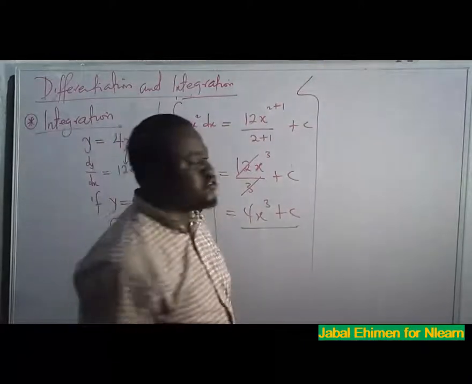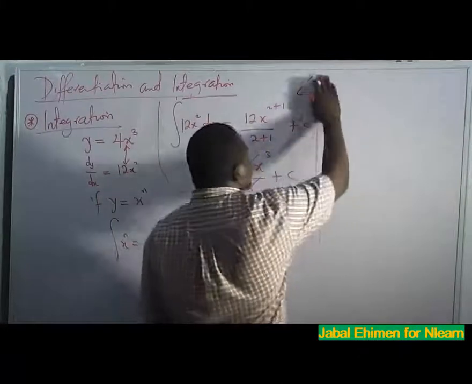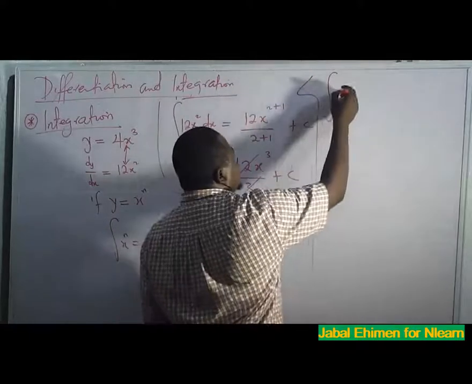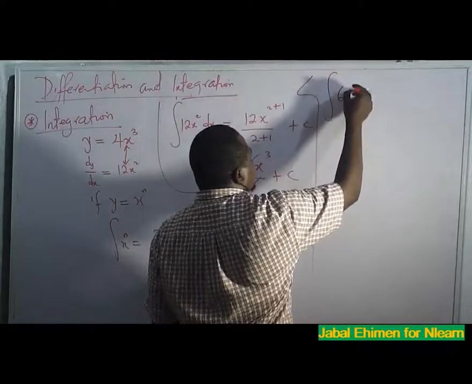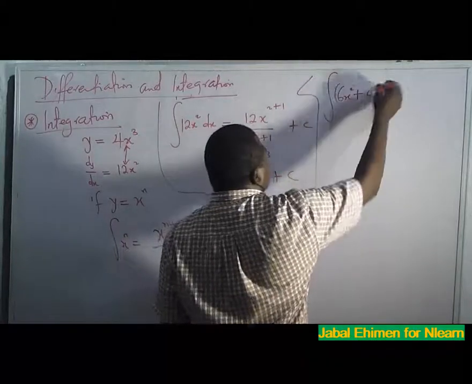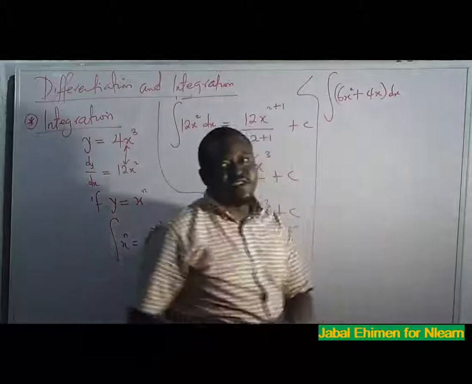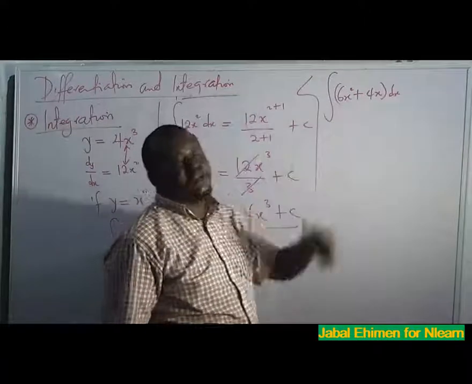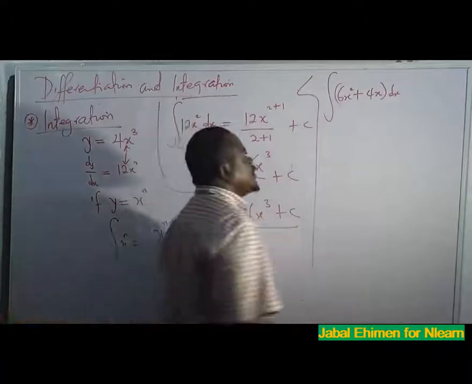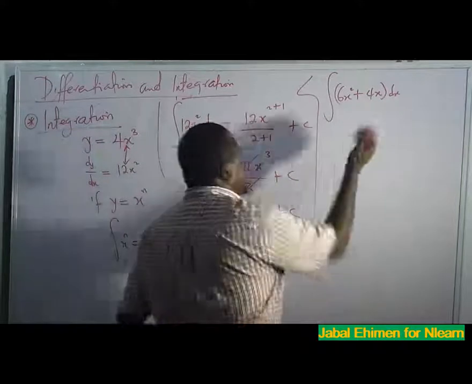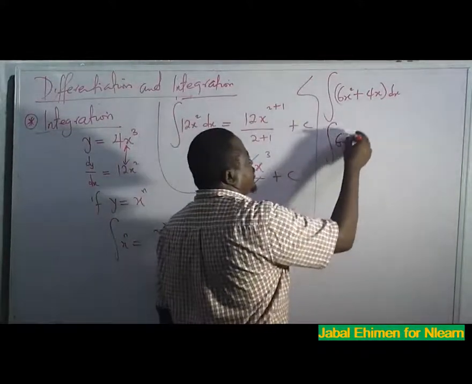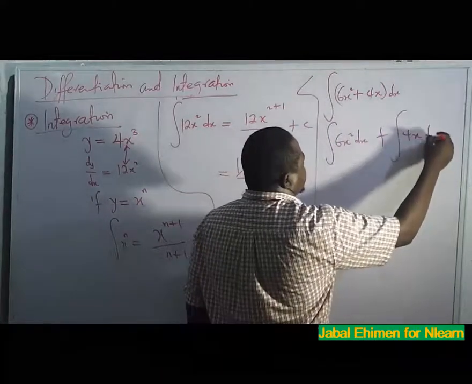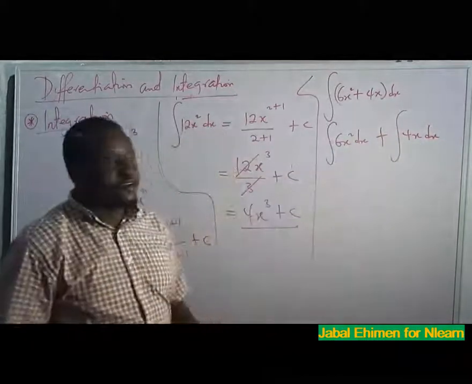One of the rules of integration is that if, for example, you are asked to integrate 6x squared plus 4x dx, the first rule says that as far as it is a sum, whether plus or minus, it can be separated. So you can have the integral of 6x squared dx plus the integral of 4x dx. They are separated, so you can have it. That's one of the rules.